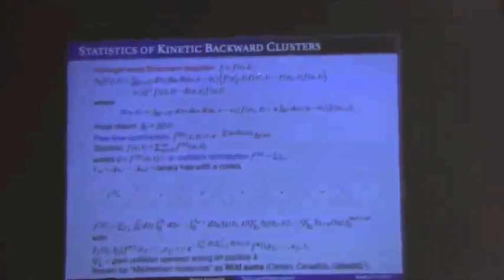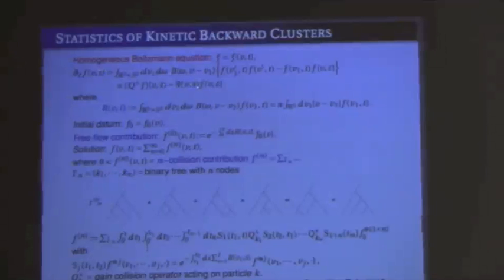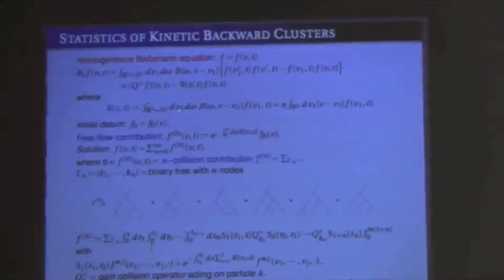So f now is assumed to be independent of x, just f of v and t, and this is the Boltzmann equation in this case here. So it's a positive collision operator minus a term, which I write in this multiplicative form. This function r of v and t is given by this integral over the impact vector of the kernel of the Boltzmann equation times the solution of the Boltzmann equation itself at time t. So this r depends on the solution itself.